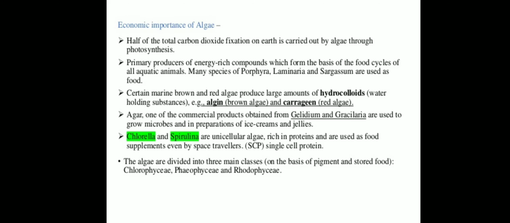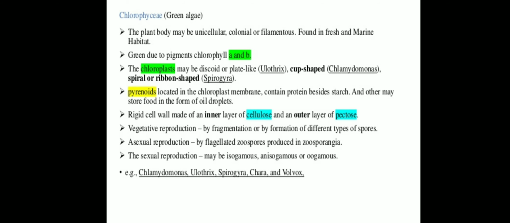supplements even by space travelers. Those are single cell protein. The algae are divided into three main classes on the basis of pigment and stored food. So on the basis of the pigment present in them and the stored food, algae have three main classes: Chlorophyceae, Phaeophyceae and Rhodophyceae. So Chlorophyceae is the green algae. Okay, so algae are green in color, brown in color and red in color.